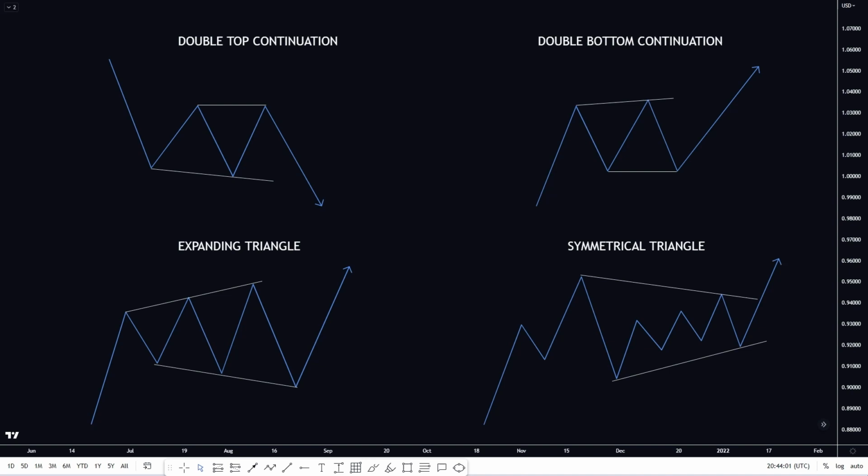Now the other two types of continuation patterns are both the expanding triangle and the symmetrical triangle. So the expanding triangle, as you can see, I've joined those trend lines up and you can see that both the trend lines are moving away from each other. By both of these trend lines moving away from each other, they'll start at some kind of point, and then they'll expand away to create that kind of expanding triangle shape.